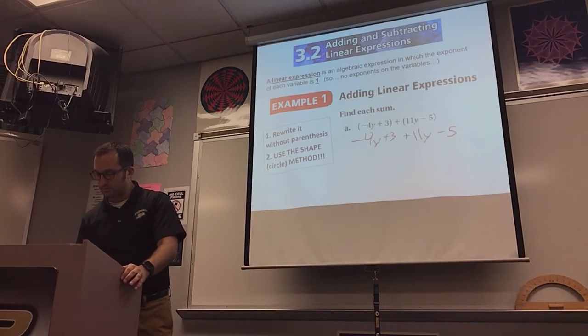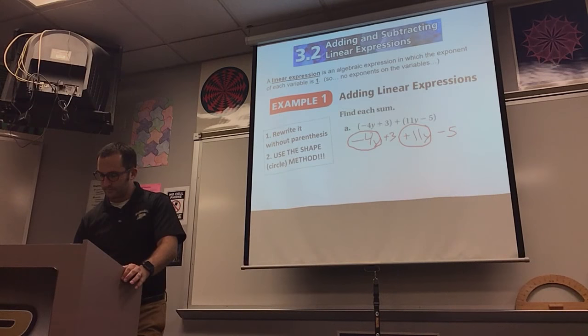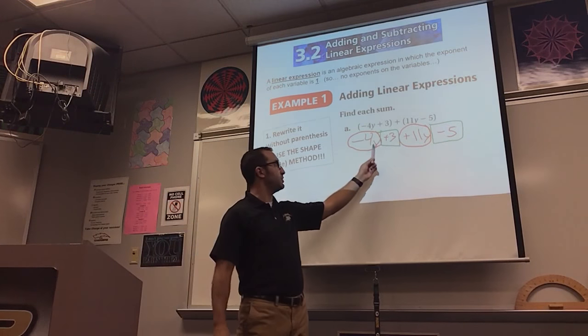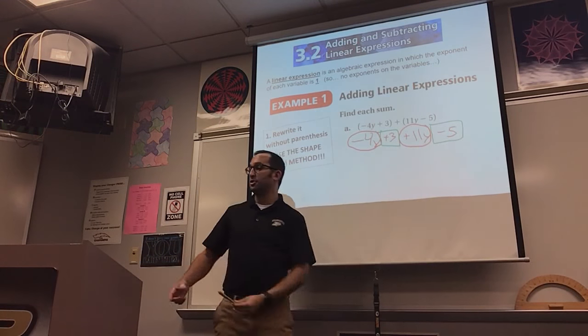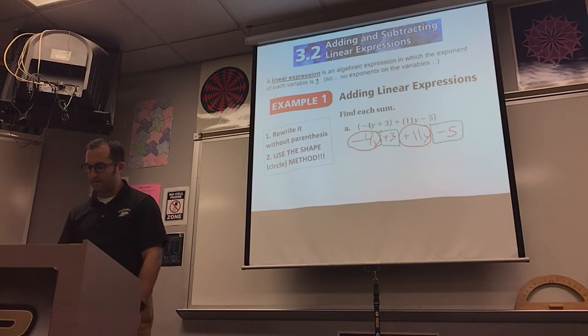All right, so circle all my y terms. Box my constants. Notice there's no spaces between my shapes, right? I've included everything. And now all I do is use that shape method to combine my like terms.